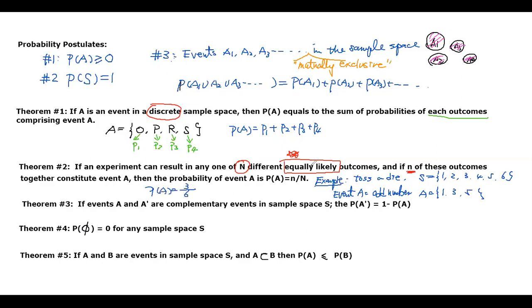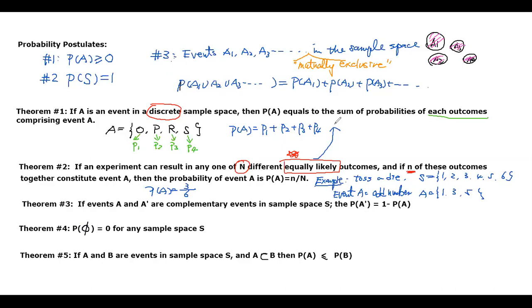But we need to be careful. This holds only under equally likely outcomes. If the outcomes are not equally likely, then it's not true. Then you need to go back to theorem number 1 to see which outcomes make up the event A, and what the probability is for each outcome.